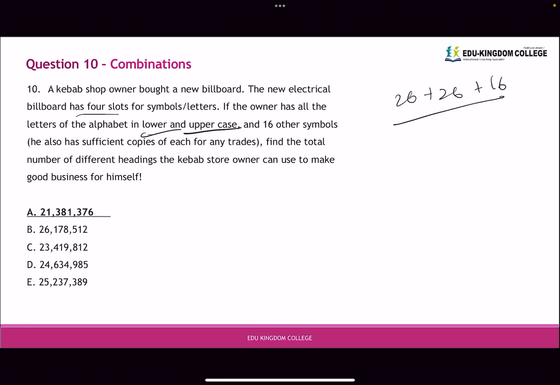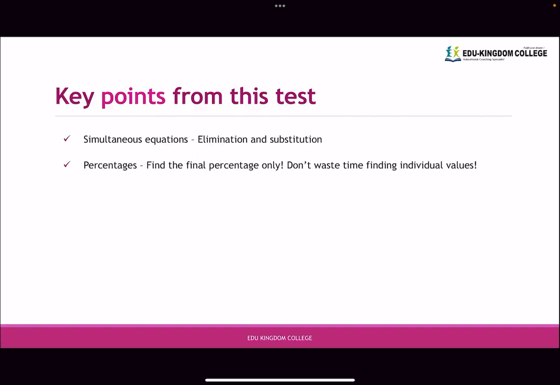So in each of these slots, we have a total of 26 plus 26, so 52 plus 16, which is 68, and we can repeat these if we want. So in the first slot, we get 68 different characters we can use. In the second slot, we have 68 different characters. In the third slot, 68 different characters. In the fourth slot, 68 different characters. And if you multiply them, although it's going to be a very big hassle, that should give you 21,381,376 different possibilities.